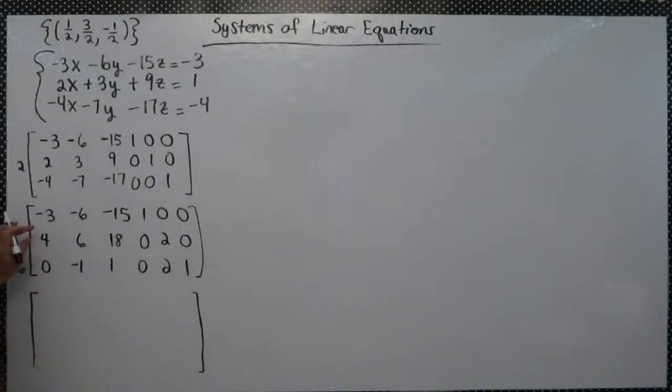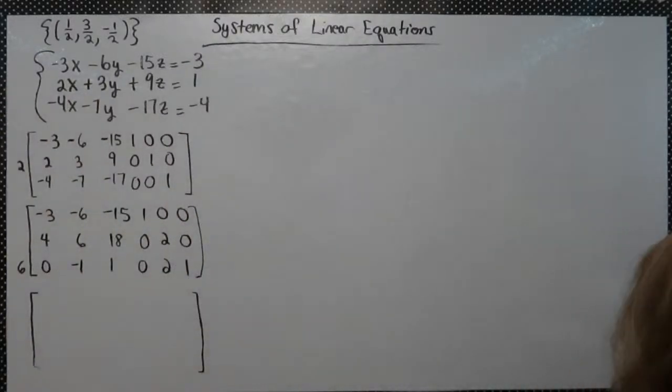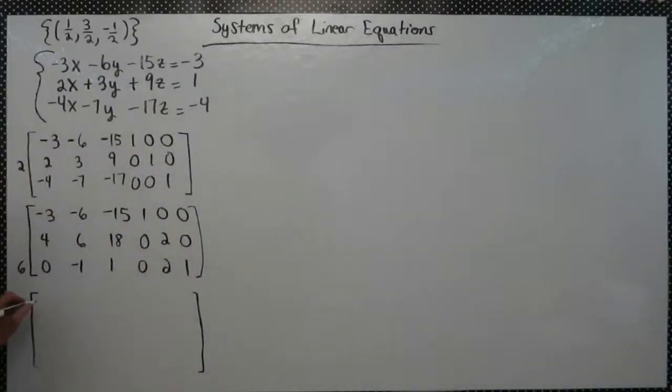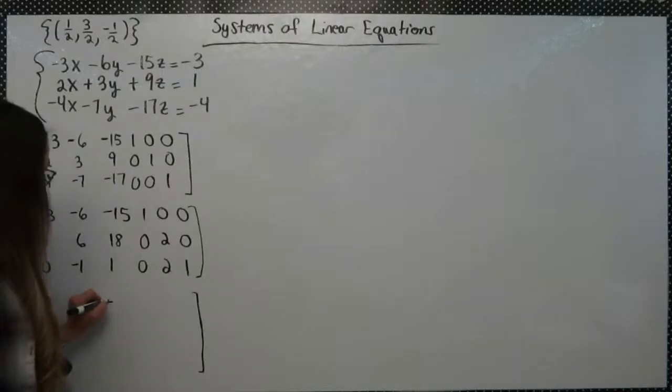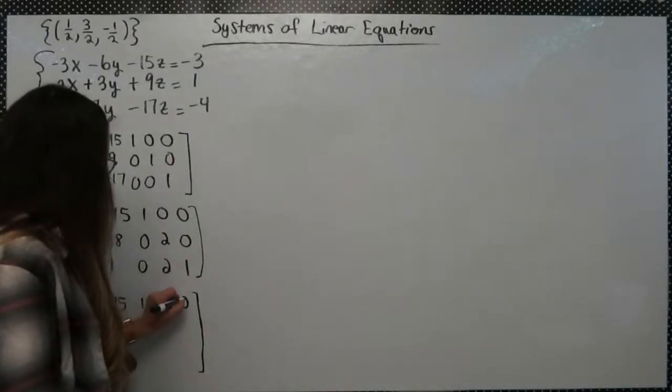All right, so we're going to go ahead and repeat these 2 rows. Is that what I did? Yeah. So we got -3, -6, -15, 1, 0, 0.